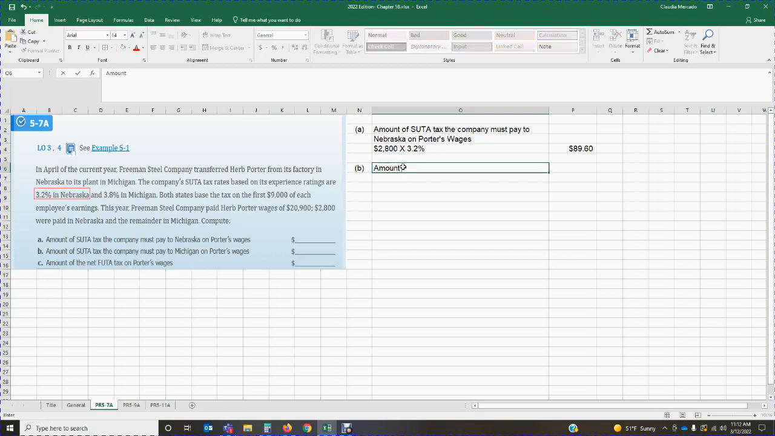The second requirement is the amount of SUTA tax the company must pay to Michigan on Porter's wages.